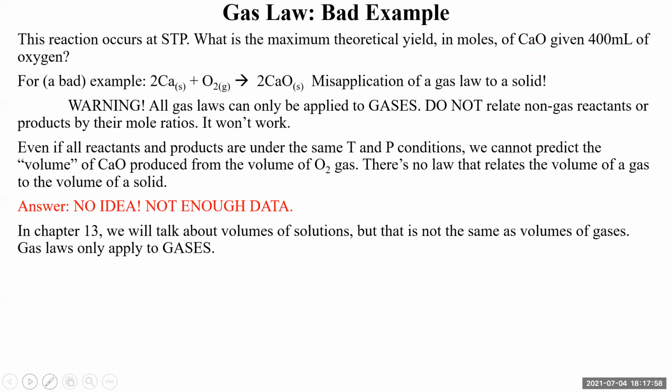Here's a bad example, and I just want to show you this. We'll just walk through it. There's nothing to work out because this is a non-starter from the very beginning. So this reaction occurs at STP. What is the maximum theoretical yield in moles of calcium oxide given 400 milliliters of oxygen? So we have 400 milliliters of this gas oxygen. We have STP, so we know that 400 milliliters is 0.4 liters of oxygen. We know at STP that every 22.4 liters gives us 1 mole of oxygen.